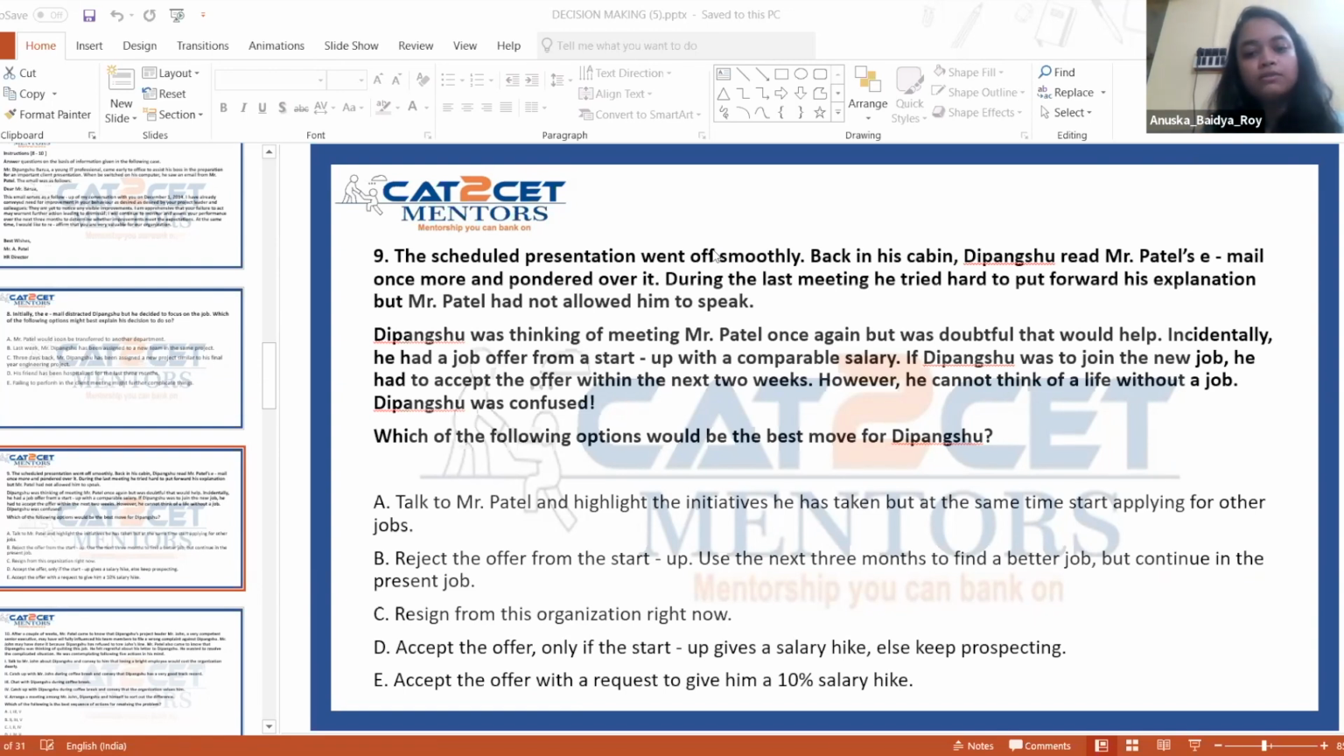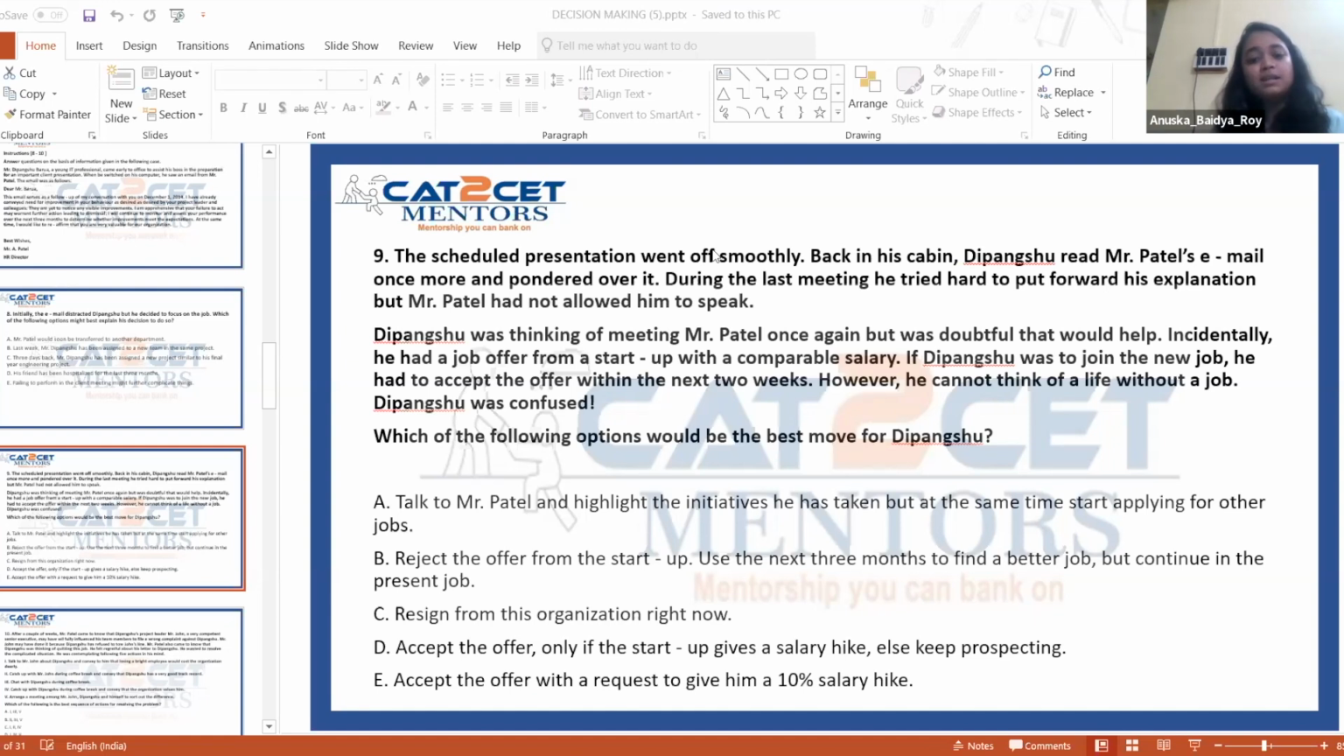Accept the offer only if the startup gives a salary hike, else keep prospecting. Okay. So now they are saying that accept the offer only if the startup gives a salary hike, else keep prospecting. Maybe. Now D seems to be something that he might do. Okay. Keep it on hold. Maybe we put it over A and B somewhere. If we have nothing else, maybe we will select B, but let's look for E.